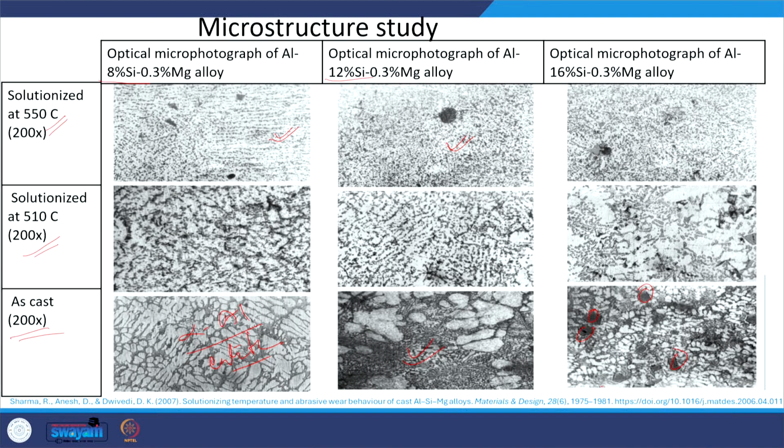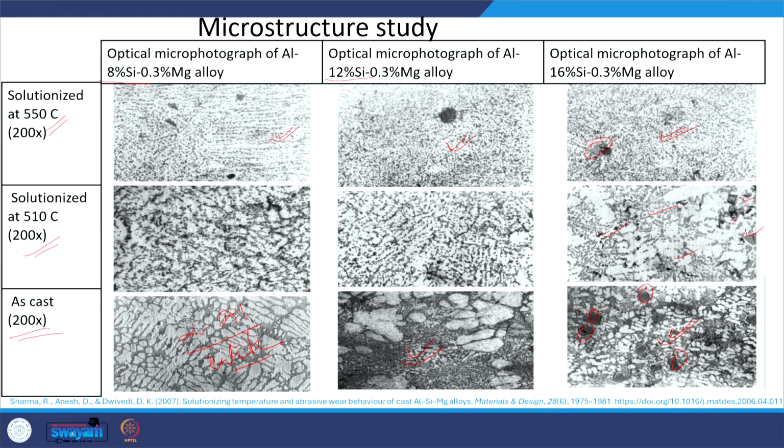The eutectic is coupled with the alpha aluminum, as can be seen in the hypereutectic aluminum silicon alloy. The aluminum eutectic silicon is broken down in the form of fine particles in a matrix of the aluminum, and the primary silicon particles still remain in the same way. But when solutionizing is done at 500 degrees centigrade, we can see that the as-cast dendritic structure is completely broken, and a very fine eutectic silicon and the primary silicon particles are found.